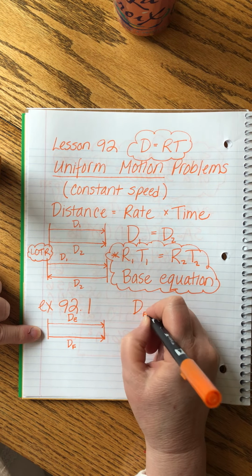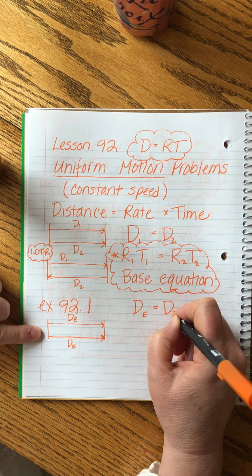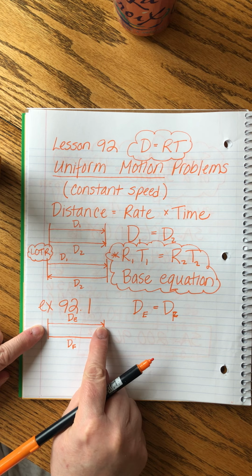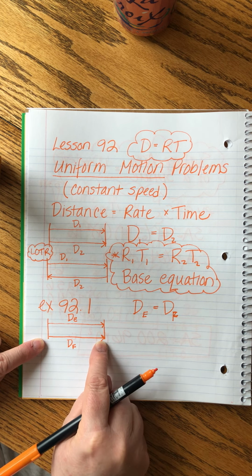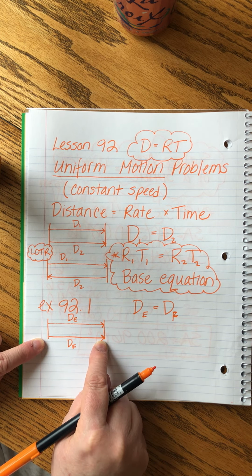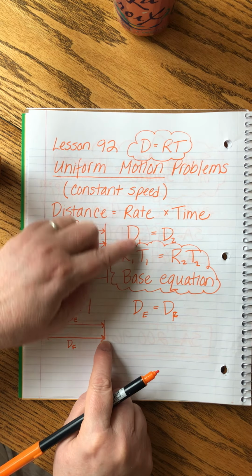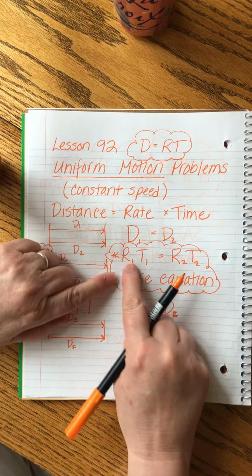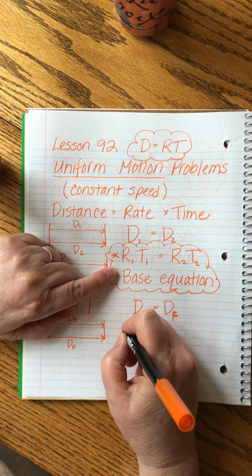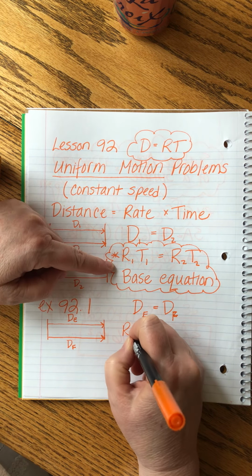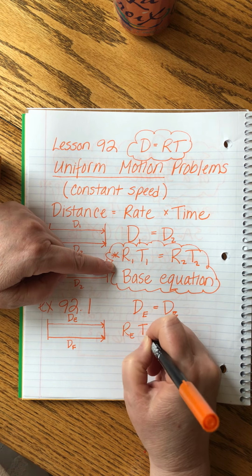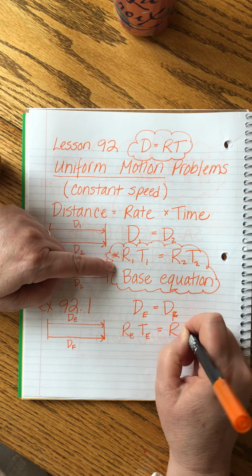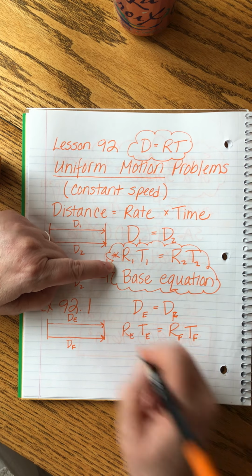Oh, I should put this in just a second. The express train, and this is the freight train, right? The distance of the express train is the same as the distance of the freight train. Then I can take this, using the fact that distance equals rate times time, I can blow that out into this: the rate of the express train times the time of the express train equals the rate of the freight train times the time of the freight train.